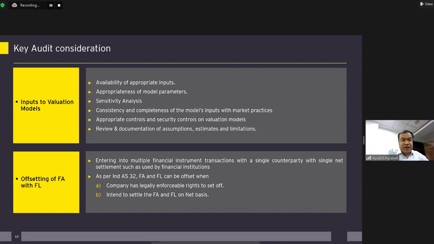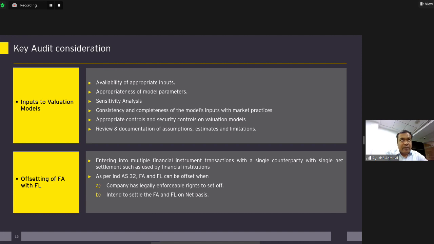Then another consideration which as auditors we should be mindful of is offsetting of financial asset and financial liability. Many times it happens that we enter into transactions with a single counterparty. A very common example I'll take: let's say we take forward contracts or derivative contracts from a single counterparty, let's say Standard Chartered Bank. Now, just because we have done these transactions with a single counterparty, that does not automatically mean that the company will offset the financial asset and the financial liability.